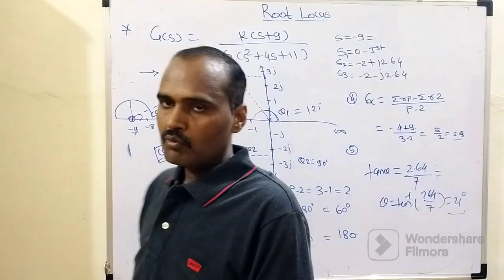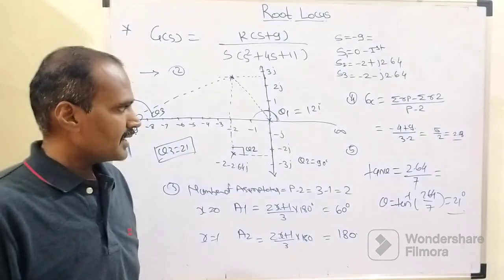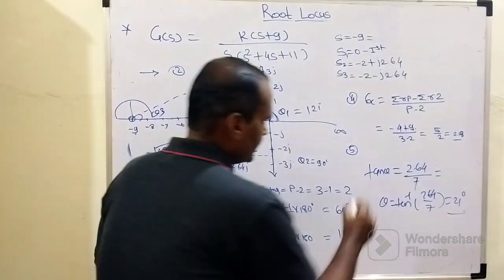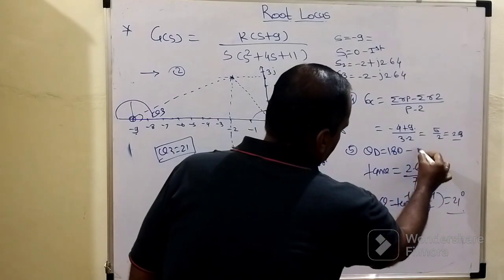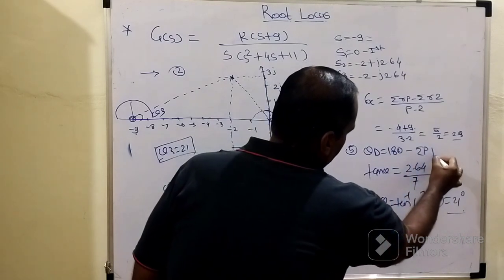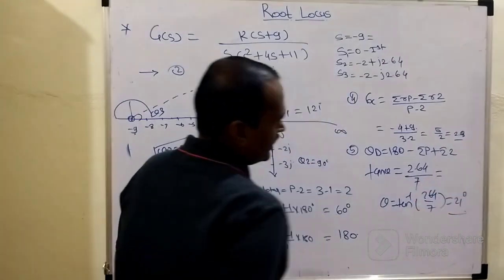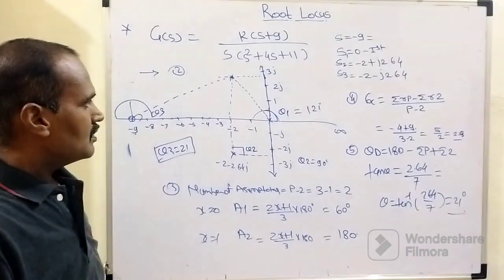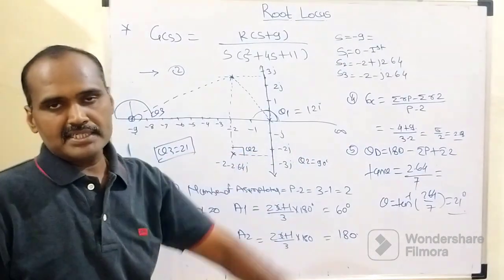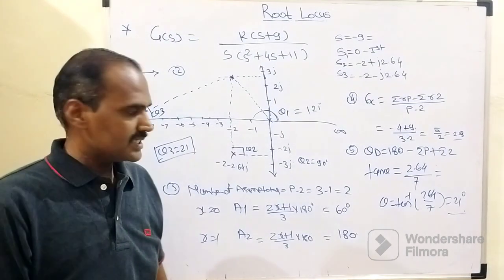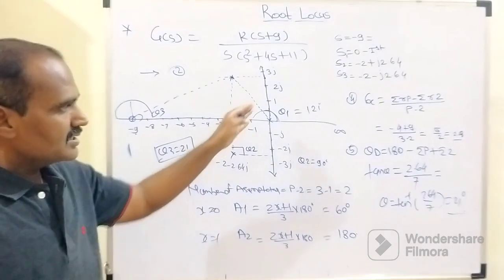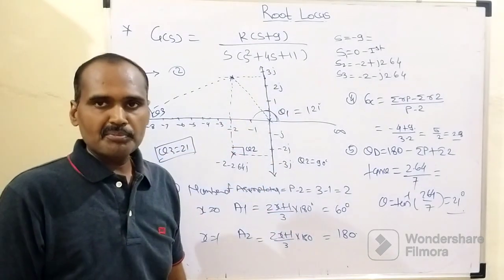So in this way, we need to determine the angle of departure within step number 5. Angle of departure equals 180 degrees minus the summation of angles made by poles plus the summation of angles made by zeros, right? Once this angle of departure is tabulated, after that we need to determine the intersection on the imaginary axis, right? So let us quickly go through step number 6.